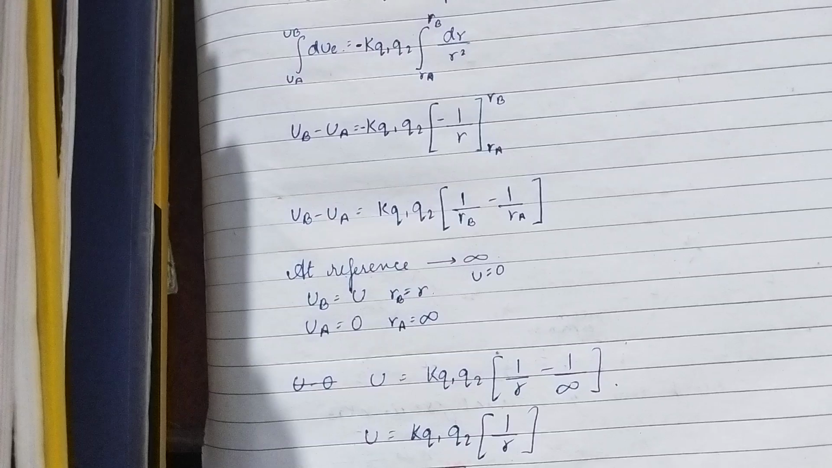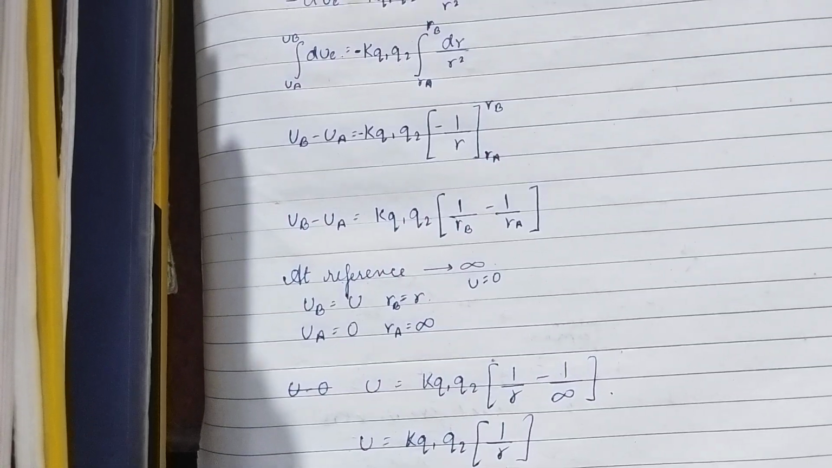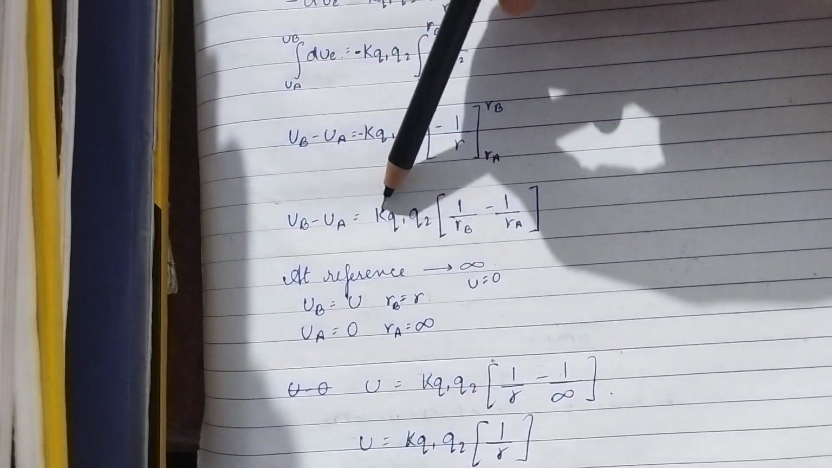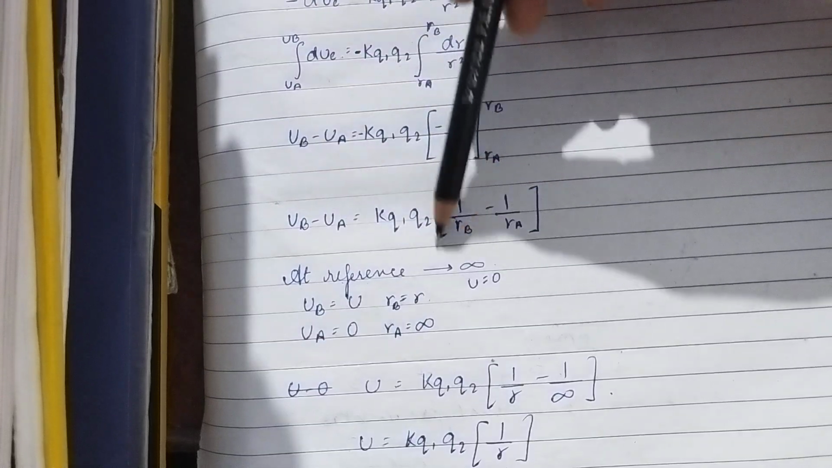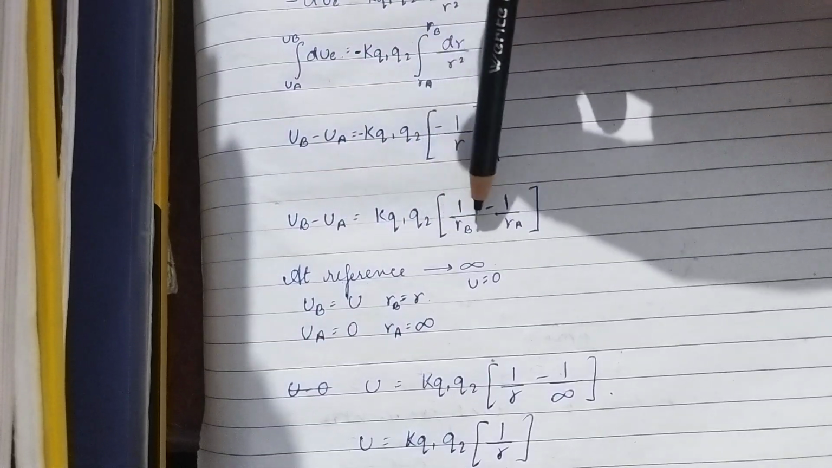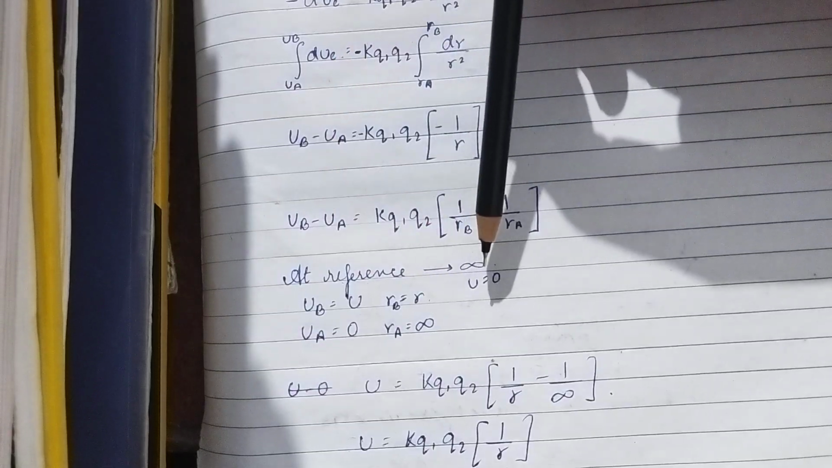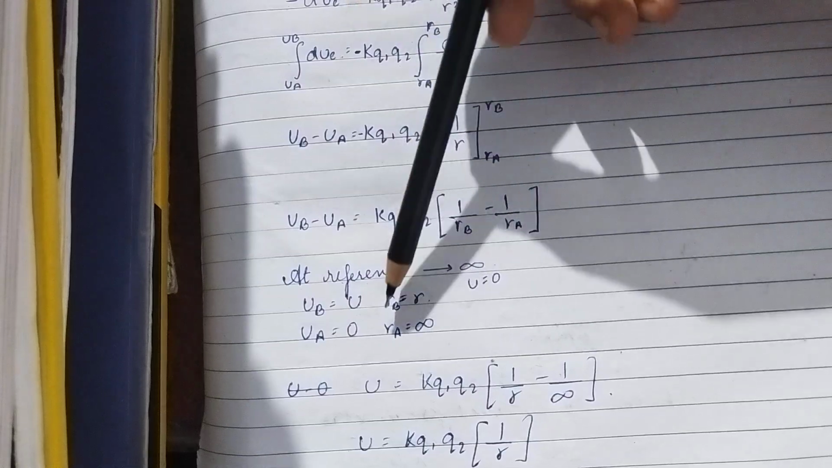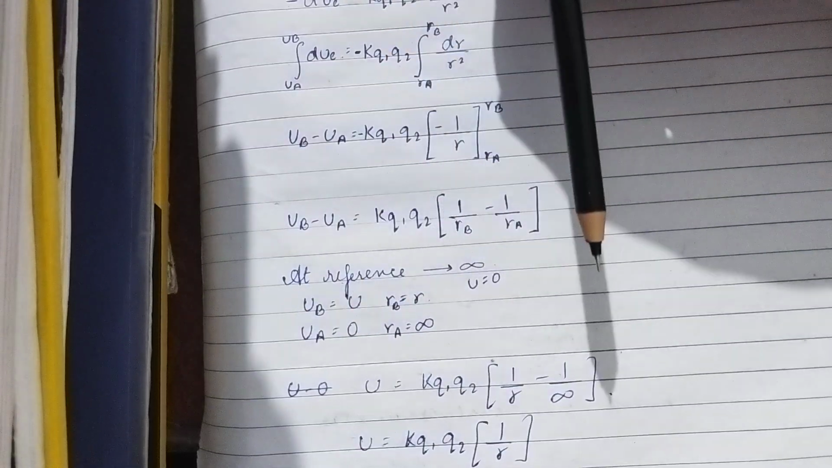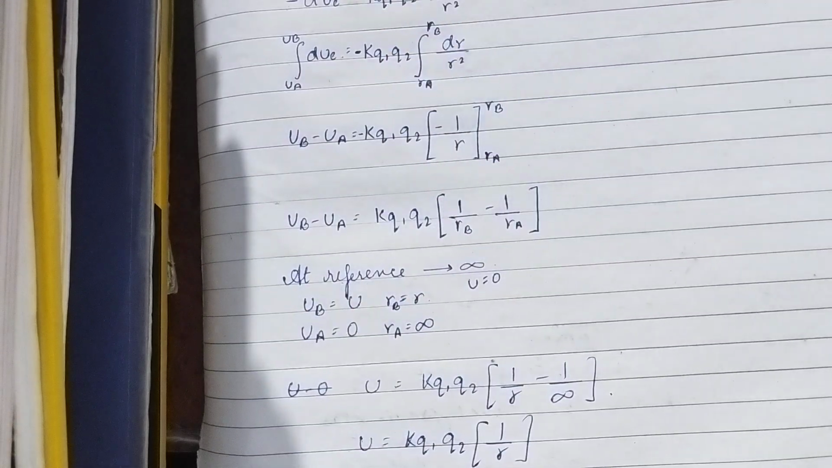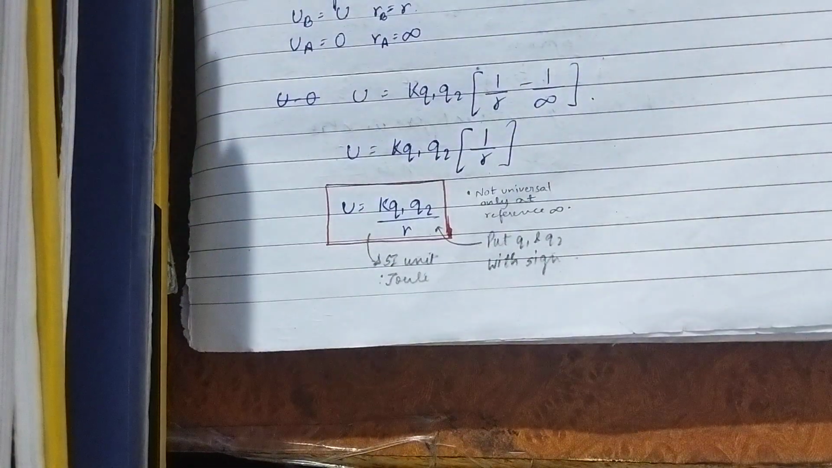Okay. Now here, electric potential energy, again derivation is not important. Still, if you all need it, let me know. UB minus UA is equal to K Q1 Q2 into (1 by RB minus 1 by RA). If we assume the reference to be at infinity, that is RA is equal to infinity, the UA will be 0. I hope you got this. What will be the value of U when we take reference as infinity? U will be K Q1 Q2 by R.